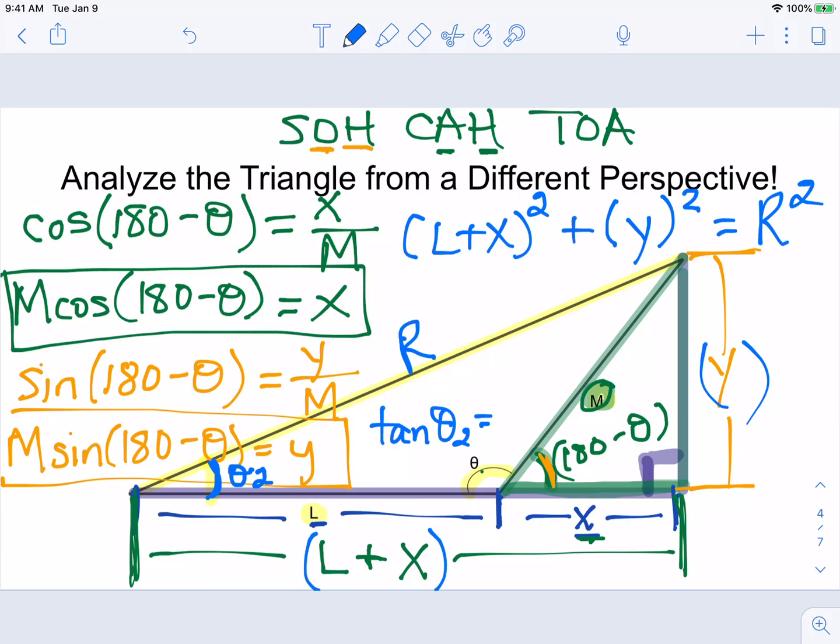The tangent of theta 2, and I have to look at the big right triangle that I made, because the only way I can use tangent is if I'm using the big right triangle. So tangent, according to my little cheater up here, my SOHCAHTOA, is opposite over adjacent. So tangent of theta 2 is my opposite leg, which is y, over my adjacent leg, which is L plus x. And then to solve for theta 2, you would have to take the inverse tangent of both sides.